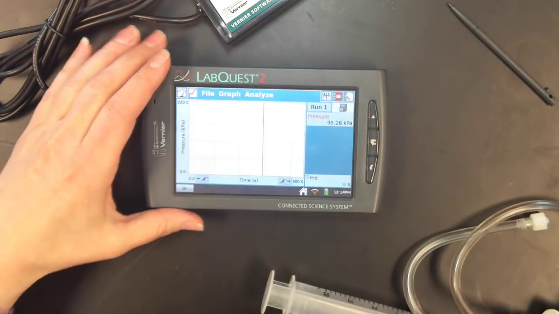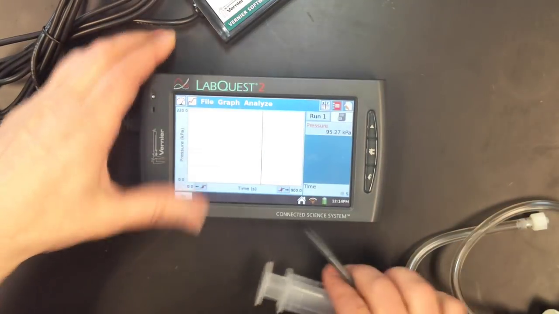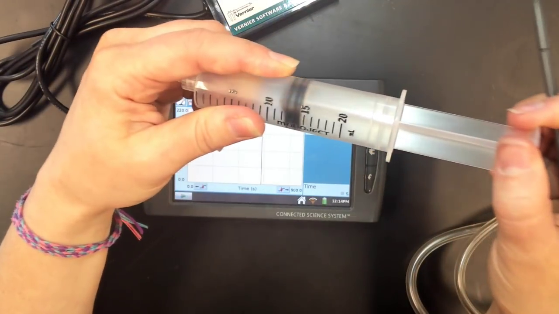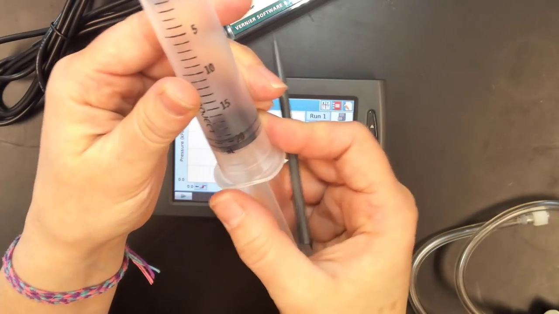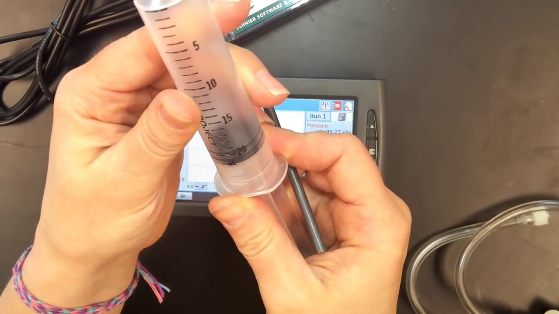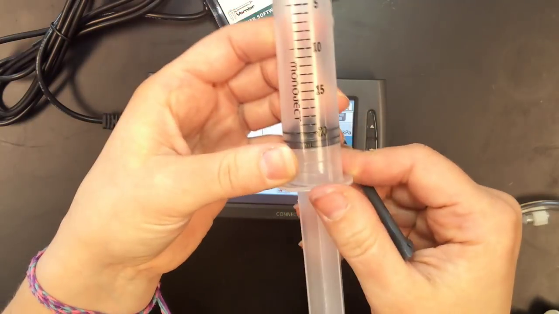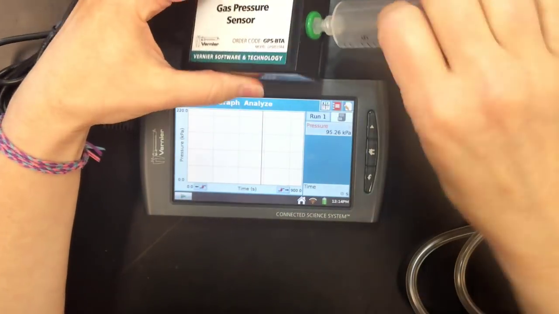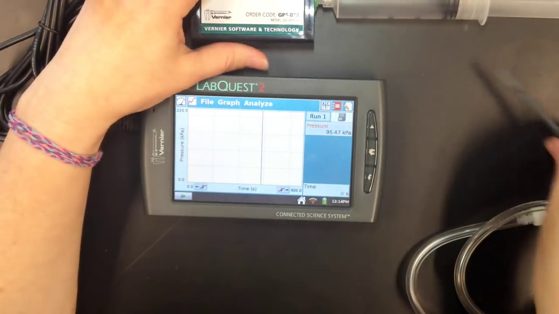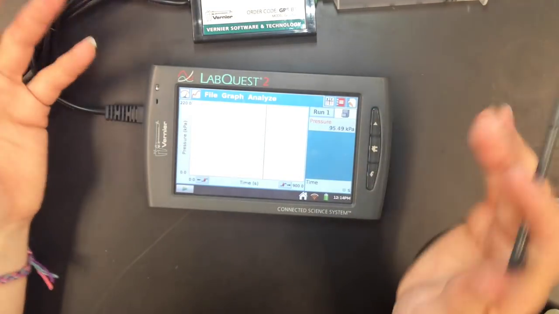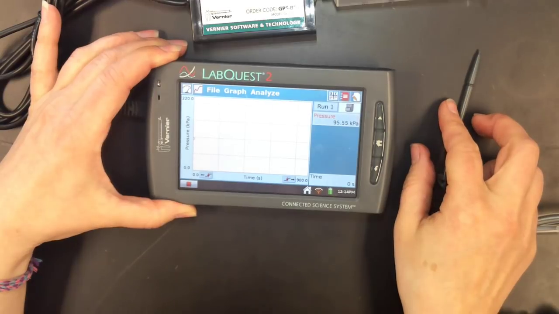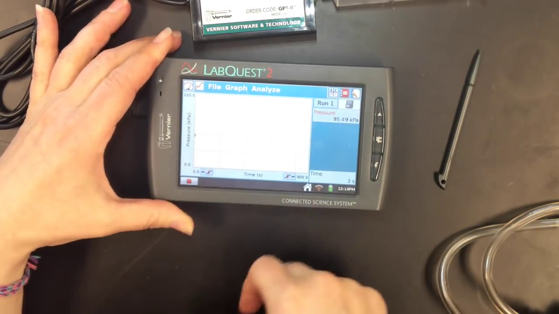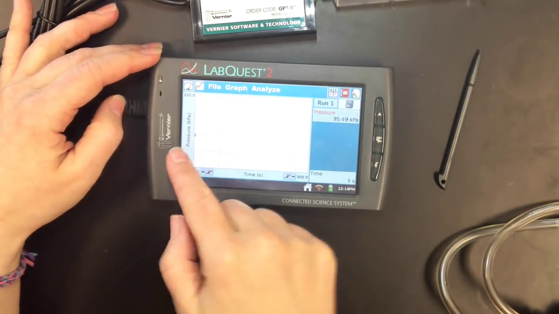All right, so I have my screen, my LabQuest of science. I have my gas pressure sensor. I'm going to start with the volume being the maximum volume I can measure on this cylinder, which is 20 milliliters. I'm going to attach it to my gas pressure sensor. On my LabQuest, I'm going to say start collecting data, and I'm going to press the start button to tell it to start collecting data. And you will see that there's a little dot.